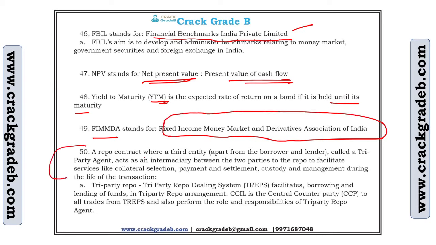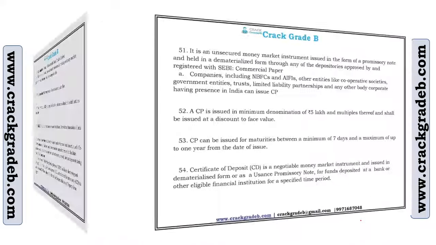Now, a tri-party repo is a repo contract where a third entity, apart from the borrower and lender, called a tri-party agent, acts as an intermediary between the two parties to the repo to facilitate services like collateral selection, payment and settlement, custody and management during the life of a transaction. Now, the tri-party repo dealing system, TREPS, facilitates borrowing and lending of funds in tri-party repo arrangements. CCIL is the central counterparty to all trades on TREPS and also performs the roles and responsibilities of tri-party repo agent. Right? Let's move forward.